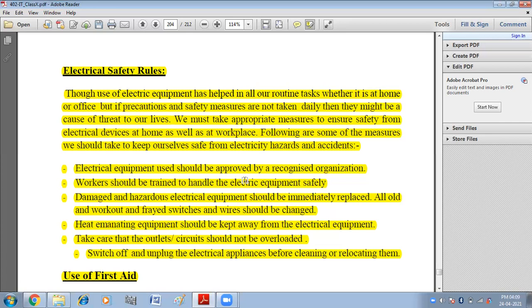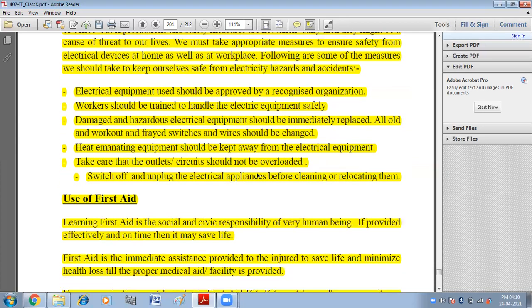Take care that the outlet circuit should not be overloaded, and always take care that the circuits and electric switches should not be overloaded. Switch off and unplug the electrical appliances before cleaning or relocating them. Okay, so if you are cleaning them or relocating the electrical equipment, you should always switch off or unplug them.